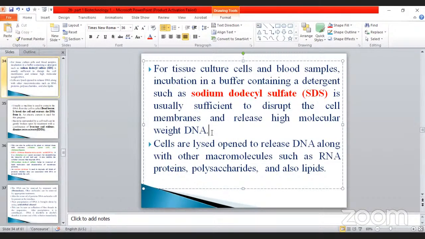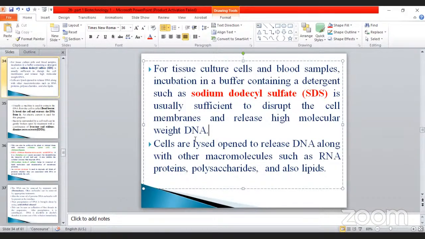Take an example of any one of the cells: the cell membrane, the nucleus, which has a high molecular weight compared to the other components such as endoplasmic reticulum, ribosomes, mitochondria, Golgi apparatus, dictyosomes, vacuole, and whatever it may be. The DNA is a high molecular weight molecule present inside the cell. It can easily come out due to one chemical substance. What is that? Sodium dodecyl sulfate. This is very, very important, my dear students.